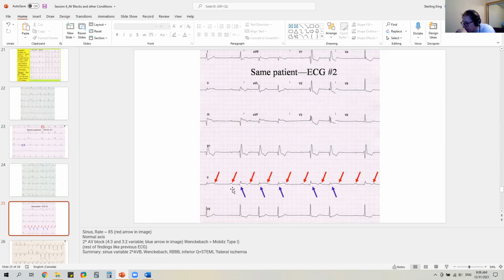So this is a progressively longer PR interval. I think it's most obvious with this one here. This slide was not quite as clear. So I think this guy right here, this P to QRS, it kind of shows you it's getting longer. And the rest of the findings is the same as the previous. So Wenckebach, right bundle branch block, inferior Q STEMI, lateral ischemia.